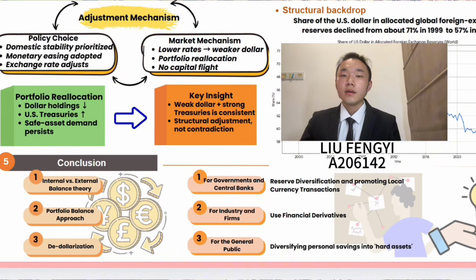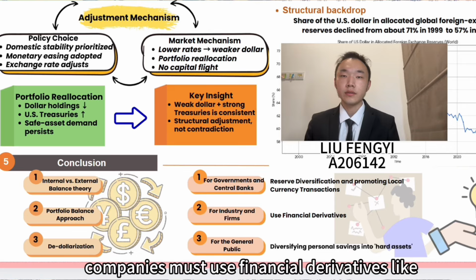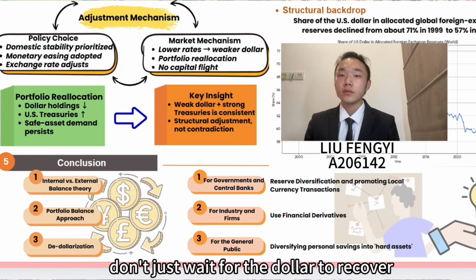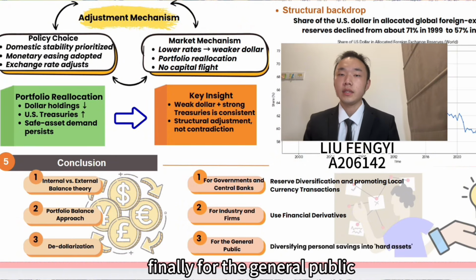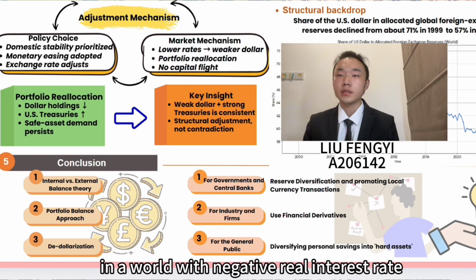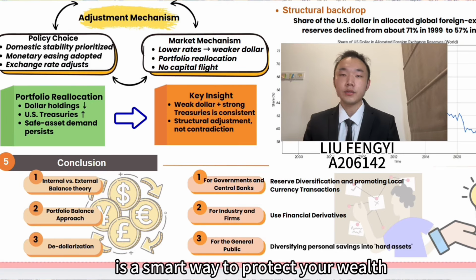For industry and firms, exchange rate risk is very real in 2025. Companies must use financial derivatives like forwards and options to lock in their costs. Don't just wait for the dollar to recover. Hedge your risks early. Finally, for the general public, we need to realize that the purchasing power of the dollar is going down. In a world with negative real interest rates, diversifying personal savings into hard assets like gold is a smart way to protect your wealth.